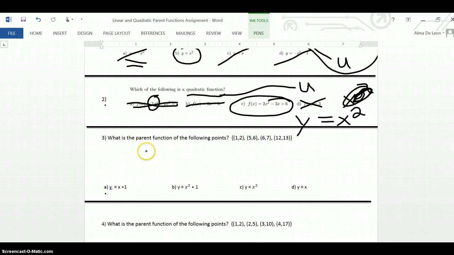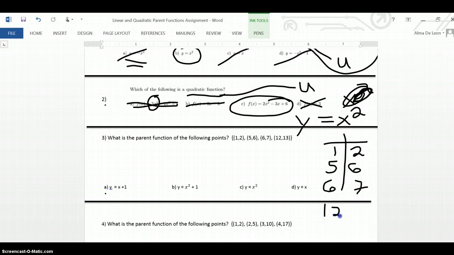Number 3. What is the parent function of the following points? Anytime you're given points, the very first thing you want to do is make yourself a table. So I have x values 1, 2, 5, 6, and y values 6, 7, 12, and 13. I'm looking at what is the parent function.